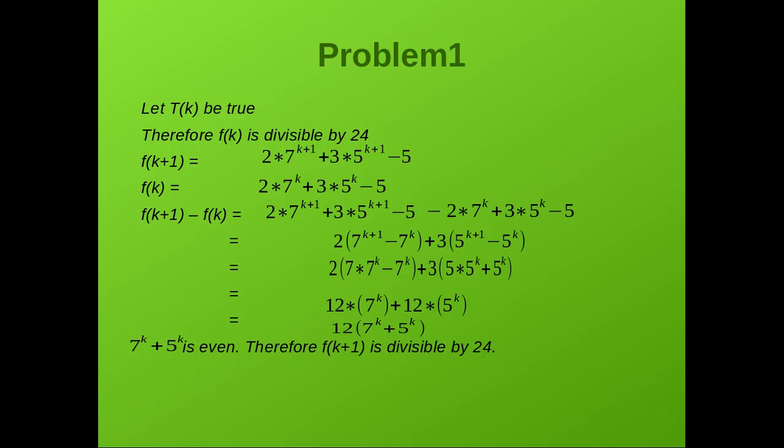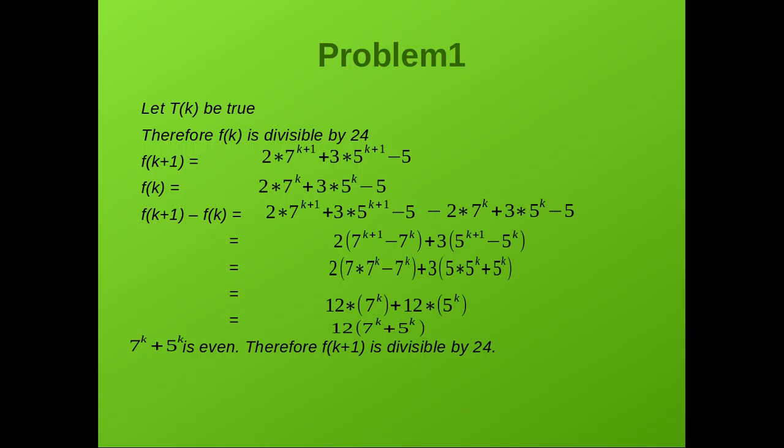Now we know that 7 to the power k is an odd number and 5 to the power k is an odd number too, because any power of 7 and 5 will always be odd. Now the sum of two odd numbers is always even, therefore 7 to the power k plus 5 to the power k is even. Therefore 12 into (7 to the power k plus 5 to the power k) is divisible by 24, as 7 to the power k plus 5 to the power k has at least one factor of 2.